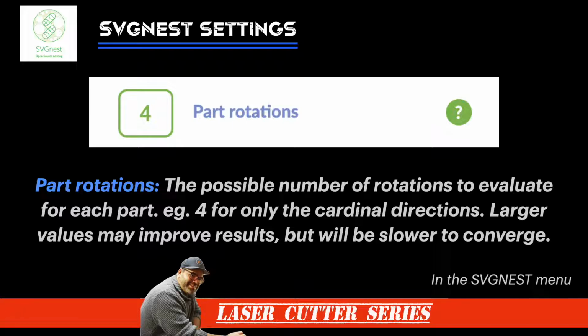And that's the possible number of rotations to evaluate for each part. So it's set at 4, meaning there's 4 different ways that it can rotate the part. You can increase that value to improve results. Instead of having 4, you could have 10 so that it can work out different ways to put these shapes together, but it will slow down the processing for SVGNest.